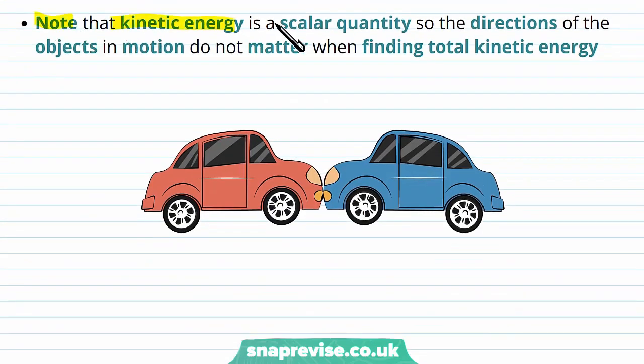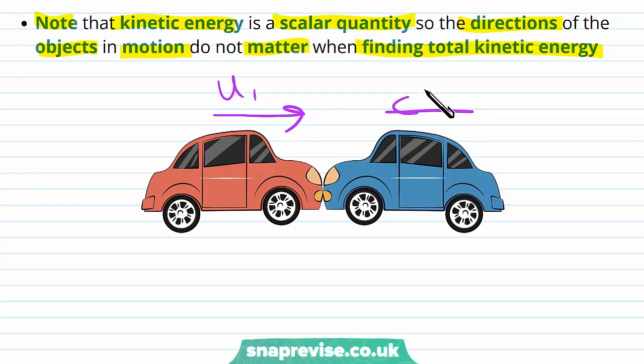Note that kinetic energy is a scalar quantity, so the directions of the objects in motion do not matter when finding total kinetic energy. So kinetic energy is a scalar. We don't care about what direction the velocity is going in when we calculate kinetic energy. We're only interested in the magnitude of the velocity. So going back to our two cars that are colliding head-on, they've got speeds u1 and u2, and they each have mass m1 and m2.